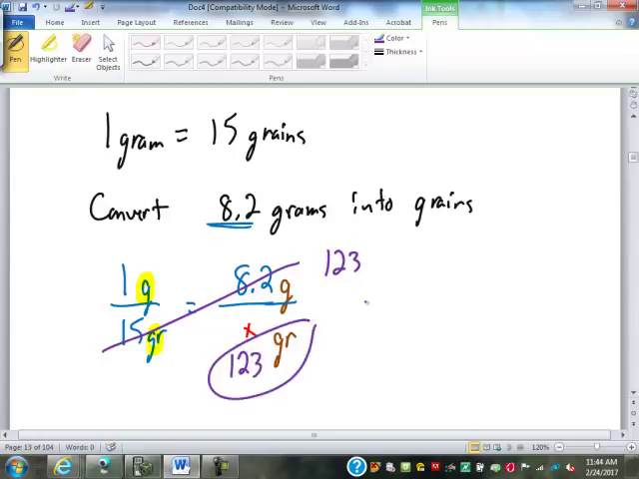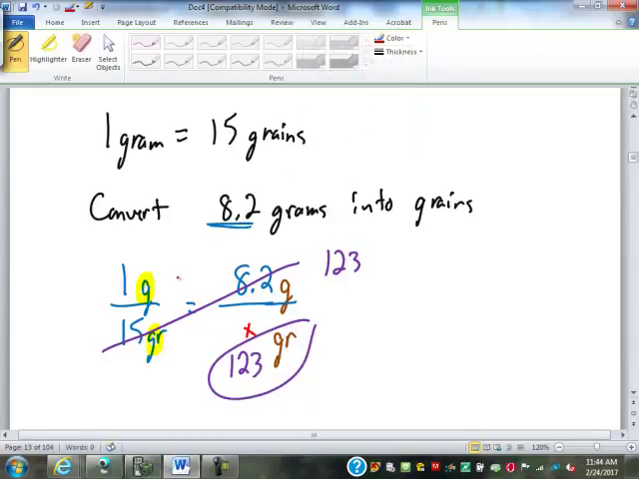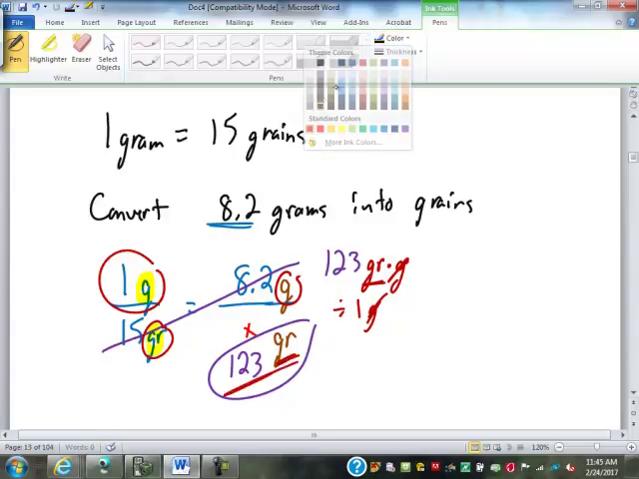So it's 123 grains. Now at some point we're going to talk about dimensional analysis, which means you use the units as well. So this would be 15 grains times 8.2 grams. So that's going to be grains times grams. And then you divide by the 1 gram. So the 1 doesn't change the number, but the grams do divide out and gives us grains. So the units actually work out as well in that calculation.